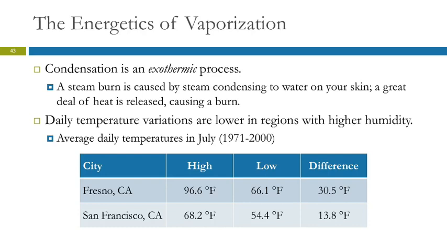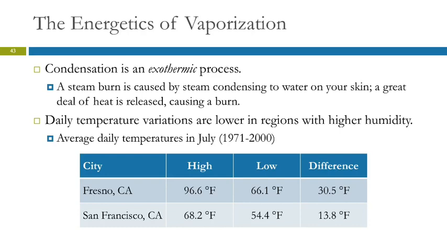It moderates the temperature. So I pulled this up. This isn't in your book. So we live in Fresno, and I pulled this from the internet. Average temperatures in July from 1971 to 2000. Average high 96.6 Fahrenheit, low 66.1 Fahrenheit. The difference there, 30 degrees. Living here, you'd probably say, yeah, that's typical.